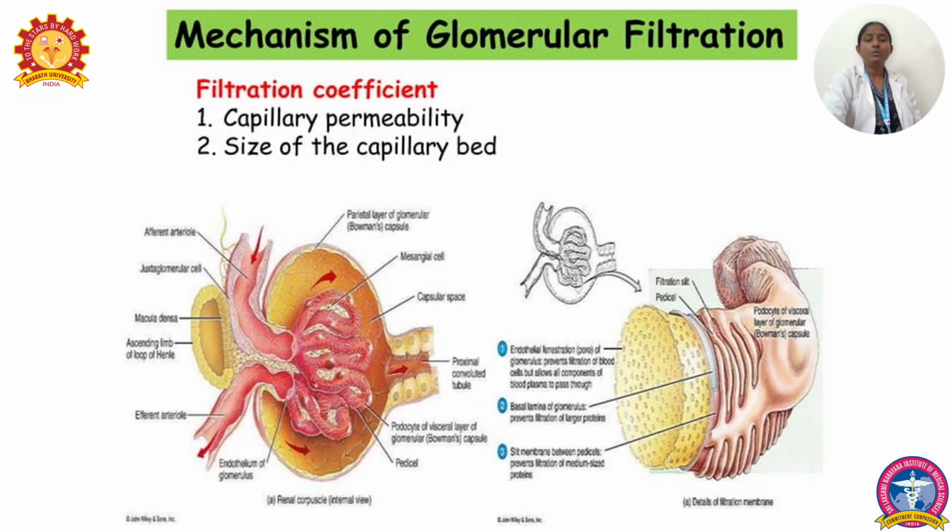Now we should know how it is getting filtered through the membrane. As I told you, the first primary factor which is important is the filtration coefficient. This filtration coefficient is again dependent on two important things, the first being the capillary permeability. Capillary permeability is nothing but the ability of the capillaries to allow the fluid or a particular substance to pass through it. That is the capillary permeability.